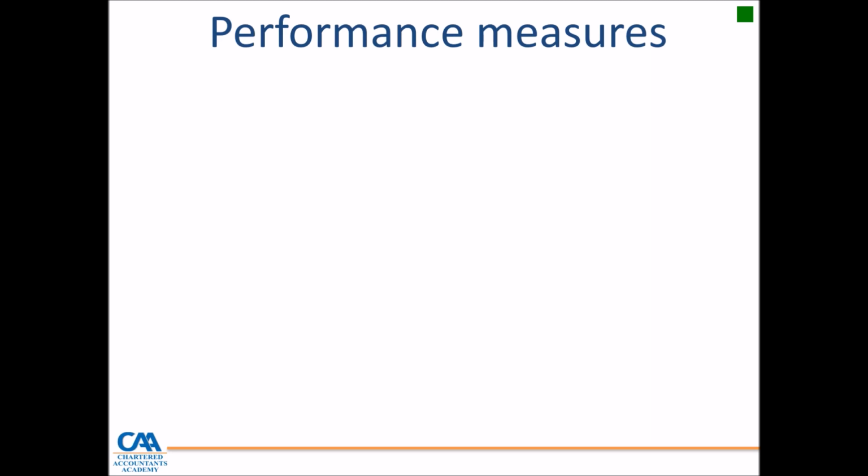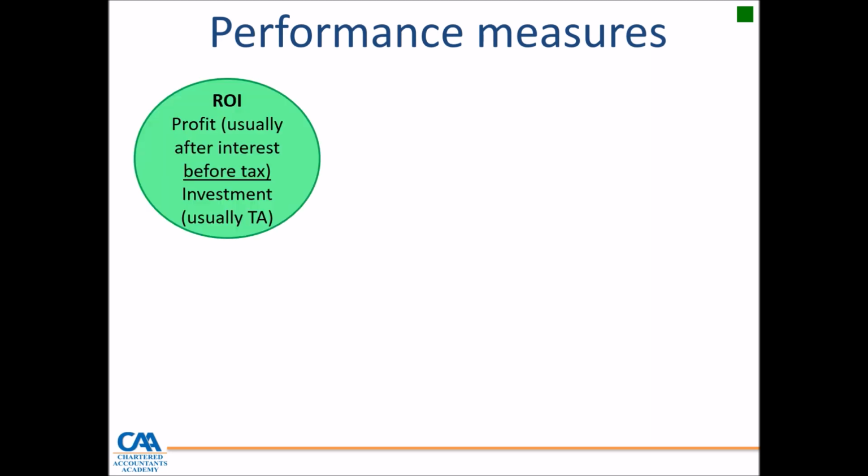Now, in measuring our performance, we have financial and non-financial measures. So I'm going to touch on the return on investment and the residual income, which are financial measures. So the return on investment, the formula is profit, which is usually after interest but before tax, divided by the investment, which is usually total assets.